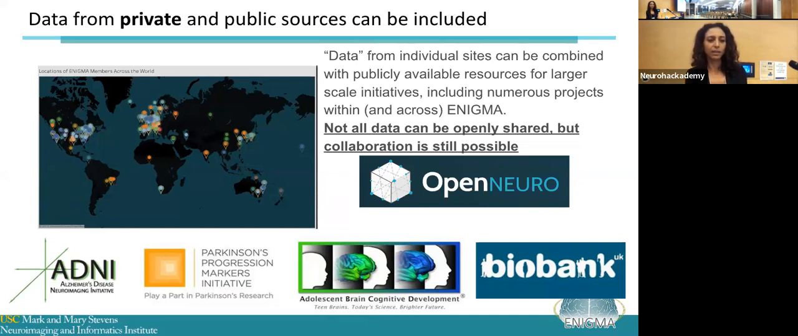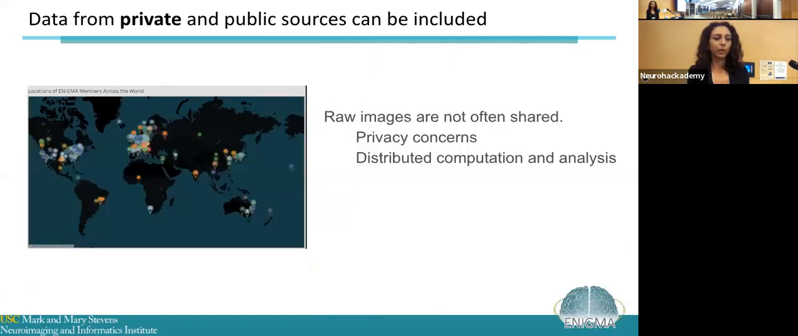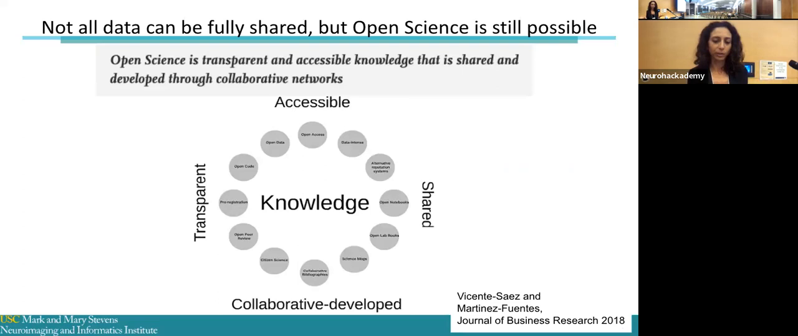So a lot of this has been framed in what we call a meta-analysis framework, which we'll talk about in a second. Sometimes certain data aspects are shared. Raw images are not shared very often. Of course, there are privacy concerns. And we make use of this distributed framework. So even though data can't be shared, this is still very much an open science framework.